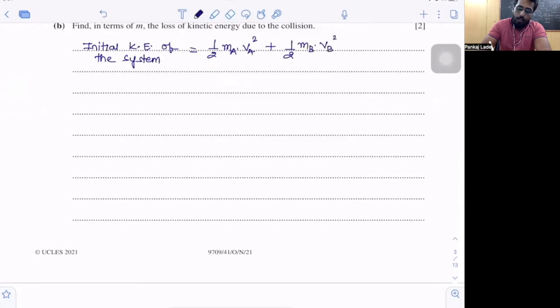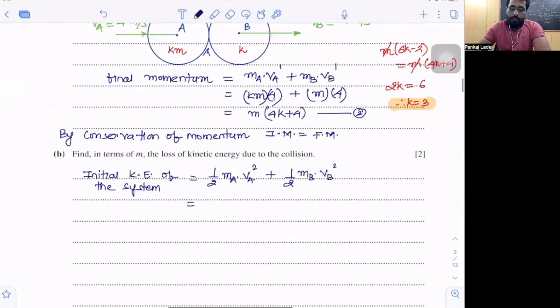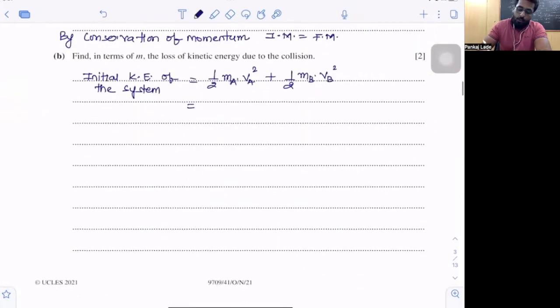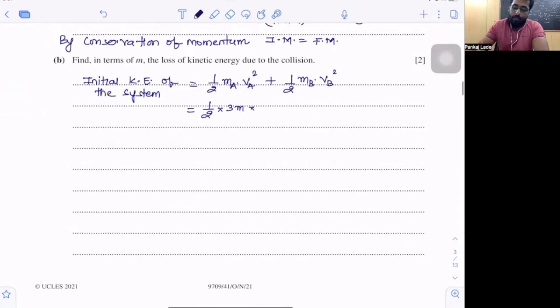into VB square. Now I know that mass of A was K times of M, and K is 3. So it's going to be 3M now. So 1 upon 2 multiplied with 3M multiplied with velocity of A. This is initial kinetic energy of the system, so it's just before collision, when the bodies are about to collide with each other. At that time, the velocity for A was 6. So it becomes 6 square plus half mass of B. It is M multiplied with velocity of B just before collision, which was 2.